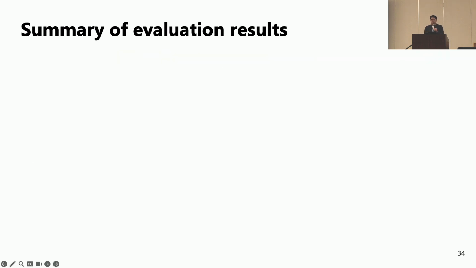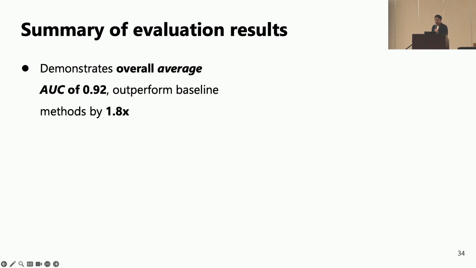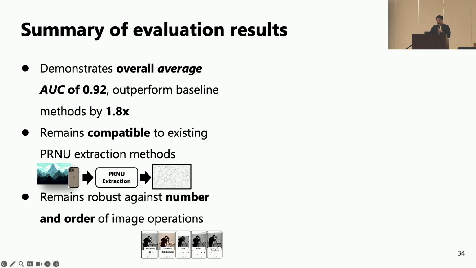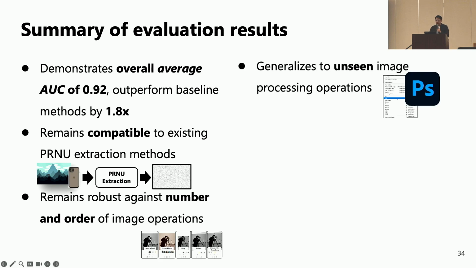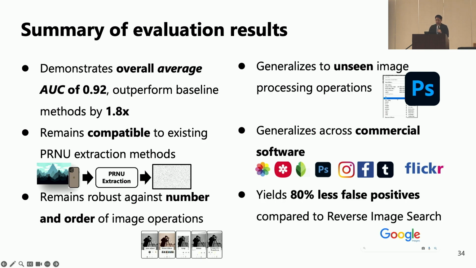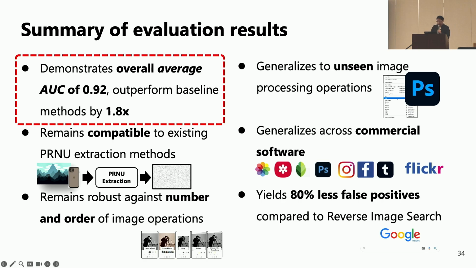So in summary, CAMPrints achieves an average area under the ROC curve, or AUC, of 0.92, outperforming baseline methods by a factor of 1.8. It is compatible with existing PINU extraction techniques. It is robust to number and order of image operations. It generalizes well to on-scene image operations, as well as commercial software. Additionally, it produces 80% fewer false positives compared to reverse image search, just like Google Image. Now let's take a look at our overall results, and for further details, please refer to our paper.